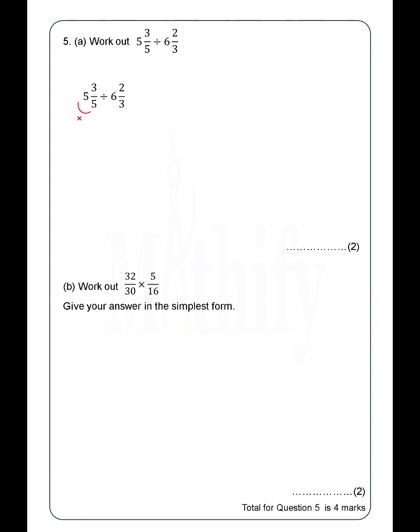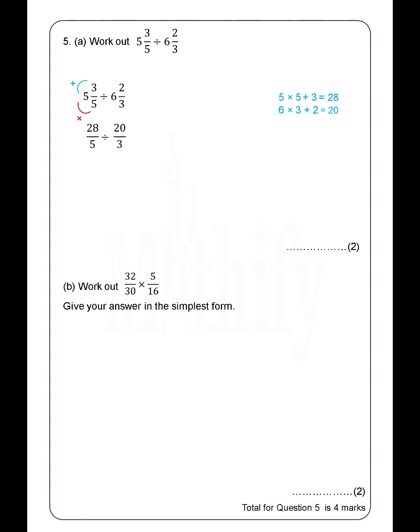5 multiplied by 5 is equal to 25. 25 plus 3 is equal to 28. So the improper fraction is 28 out of 5. Moving on to 6 and 2/3. 3 times 6 is equal to 18. 18 plus 2 equals 20. The improper fraction is 20 out of 3. And we add the division symbol. So 28 out of 5 divided by 20 out of 3.